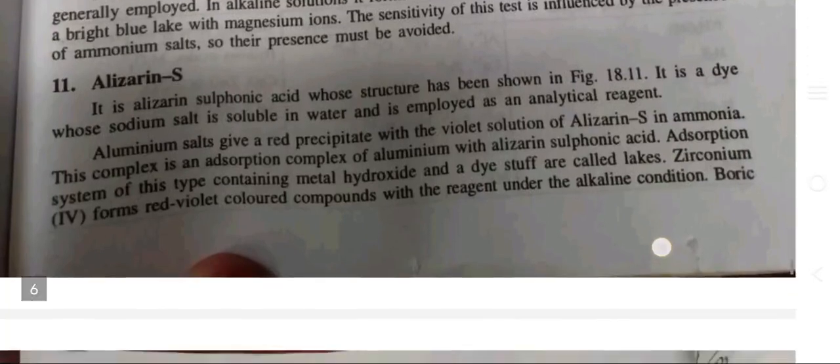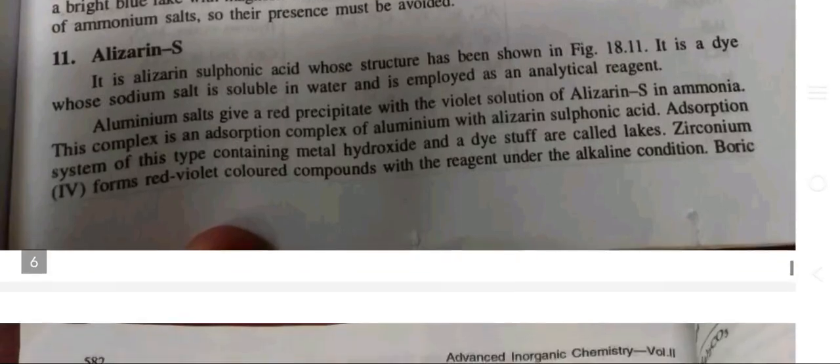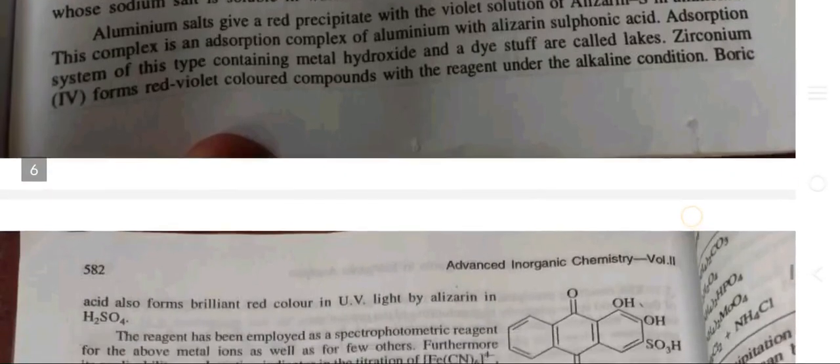11th is alizarin S. It is alizarin sulfonic acid whose structure is shown in the figure. It is a dye whose sodium salt is soluble in water and is employed as an analytical reagent. Aluminium salt gives a red precipitate with the violet solution of alizarin S in ammonia. This complex is the adsorption complex of aluminium with alizarin sulfonic acid. Adsorption systems of this type containing metal hydroxide and a dyestuff are called lakes. Zirconium forms red-violet colored compounds with the reagent under alkaline conditions.